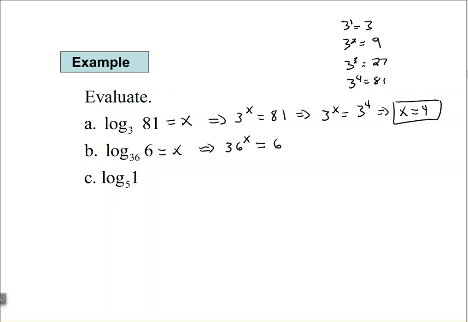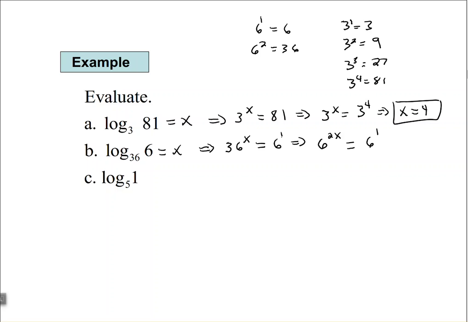Now we want both sides to have the same base if possible. So if I think about 36 and try to write it with a base of 6, then I know that 6 to the first power is equal to 6. 6 to the second power is equal to 36. So I can rewrite 36 as 6 to the second power. Now keep in mind we already have an x in the exponent place there. So that will become 6 to the power of 2x equals 6 to the power of 1. That's understood to be 1 there.